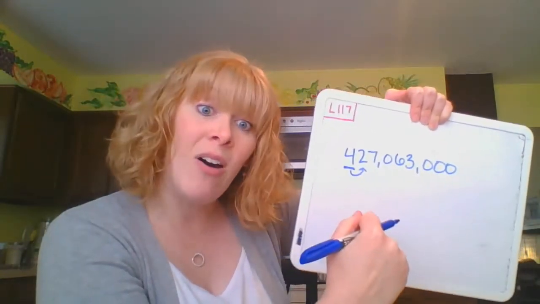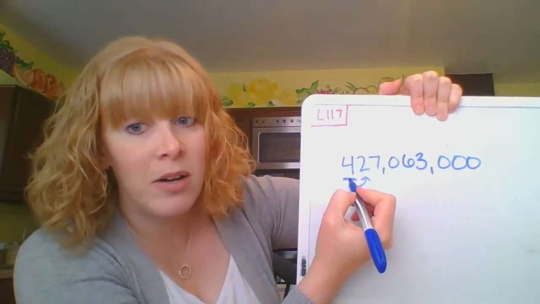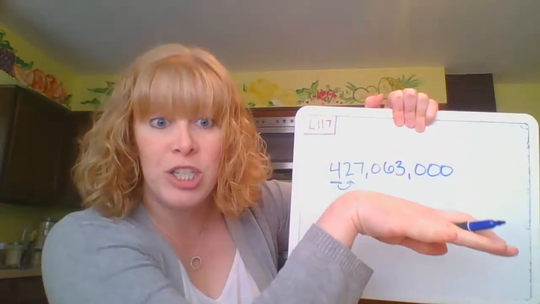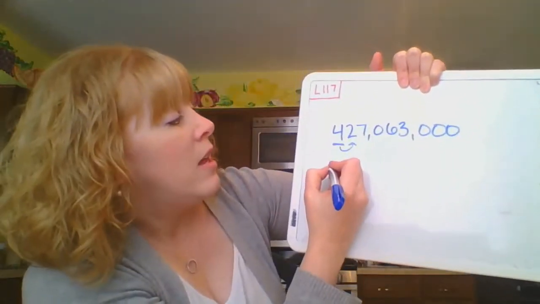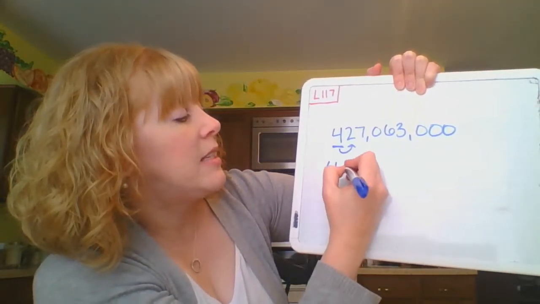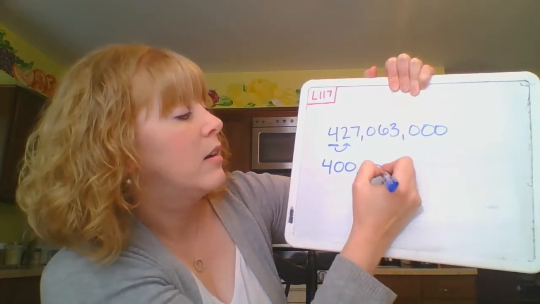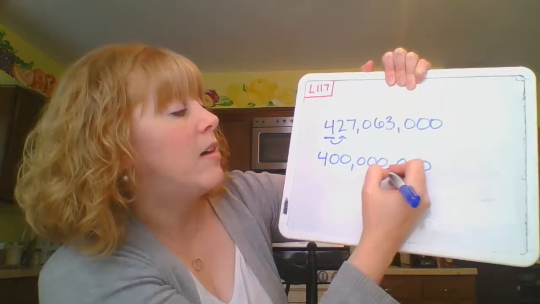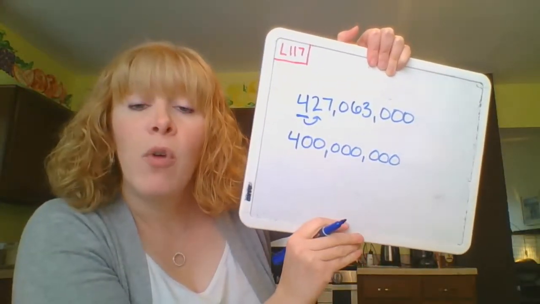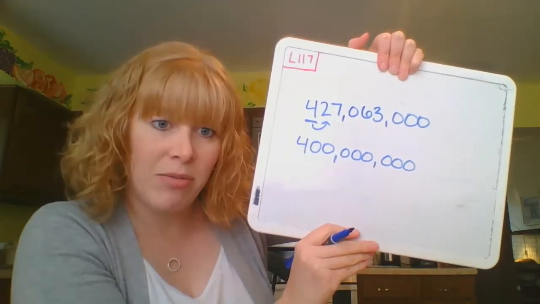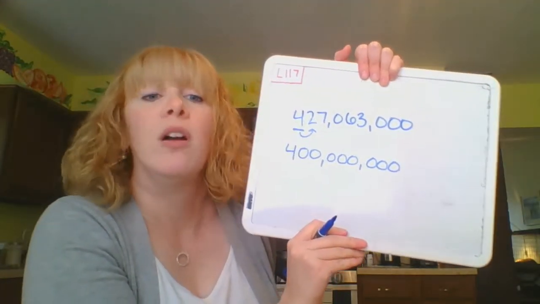But rounding down doesn't mean that this number goes down. It means I'm going to go down. All those numbers past it are going to get pushed down to 0. So my 4 is going to stay the same, but every digit after 4 becomes a 0. So 427,063,000 is going to round down to 400 million. We'll try one more.